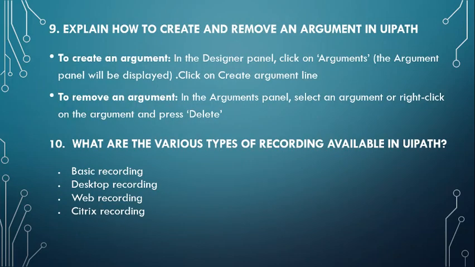The next one is, explain how to create and remove an argument in UiPath. To create an argument in the designer panel, you have to click on Arguments and the argument panel will be displayed, and you have to click on Create Argument. To remove an argument, you go again to the argument panel, select the argument or right-click on it and press delete. Then the argument will be deleted from your code.